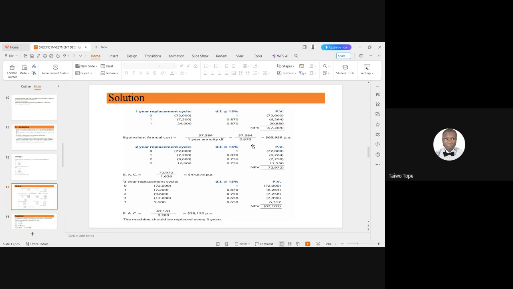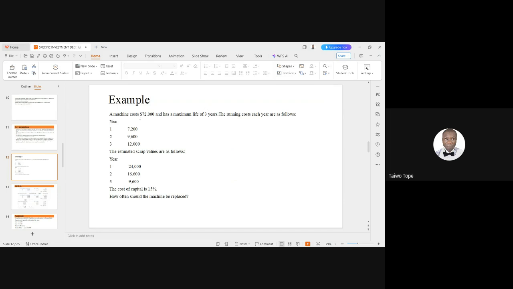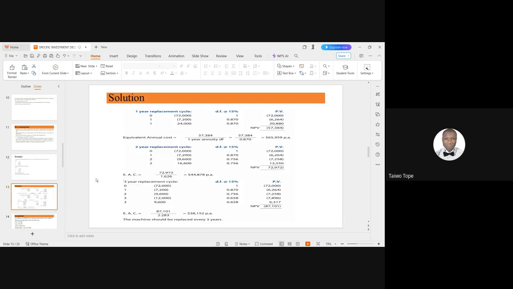57,384 divided by 0.87, we have $65,959 per annum. Now, when the asset is to be replaced in the second year, in year 2, take note, the initial cost is 72. The running cost in year 2 will be 9,600, and the scrap value will be 16,700. You apply the same approach. When you do that, you have the NPV of 72,972.